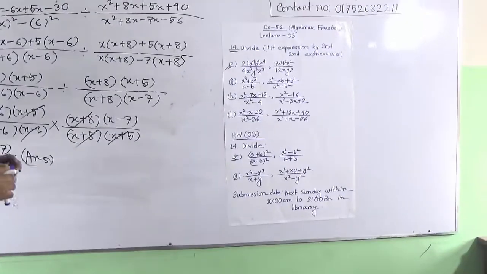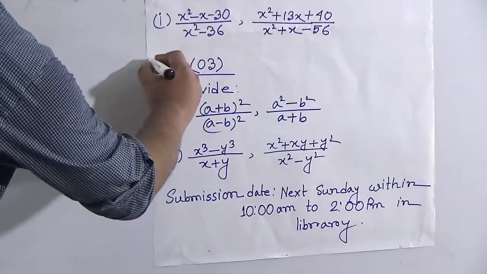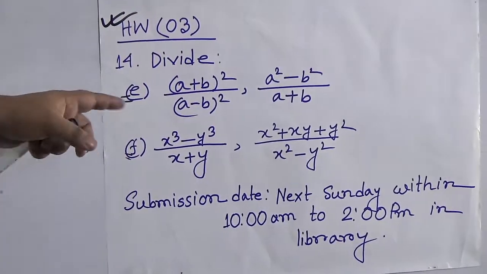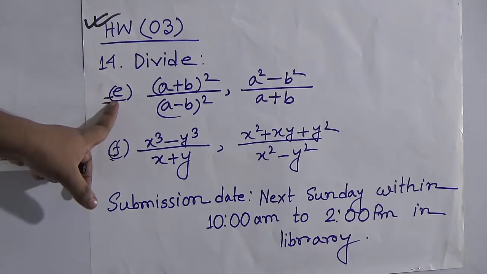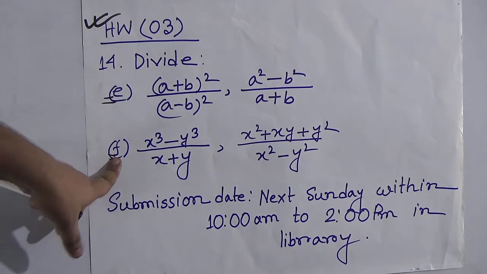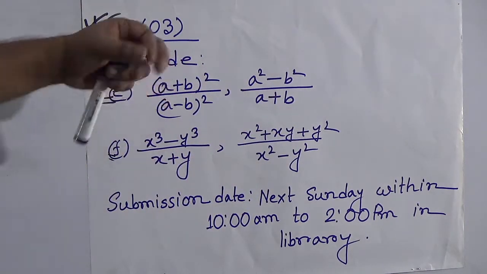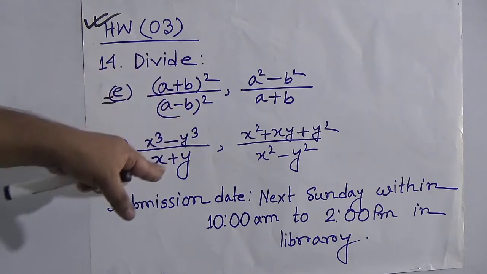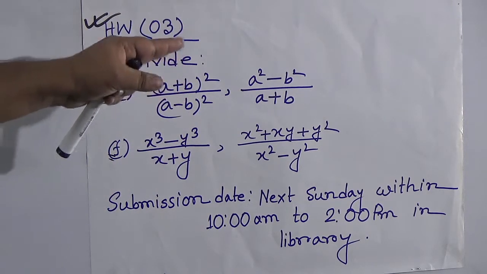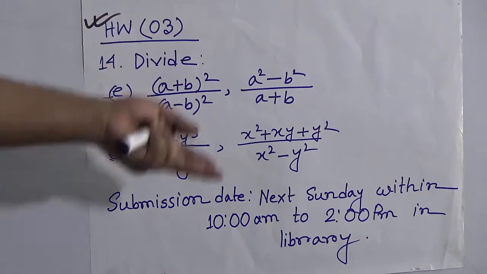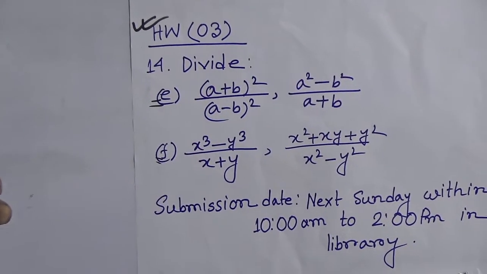Okay, and today you have 2 SW, and this is our SW number 3. Our SW number 3 has 2 questions, question number E and question number F. Both questions are very important. So first of all, you resolve into factors the numerator and denominator of the fractions. After that you do multiplication of division and reverse the second fraction. Okay, then you can easily solve this math.